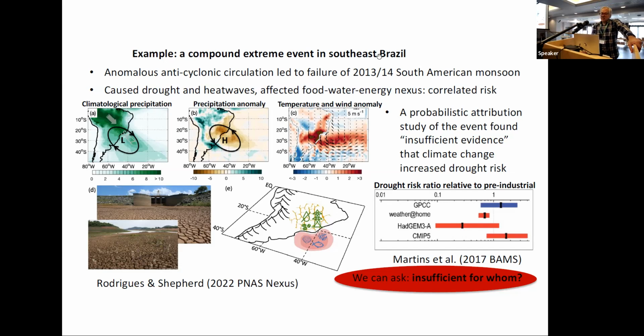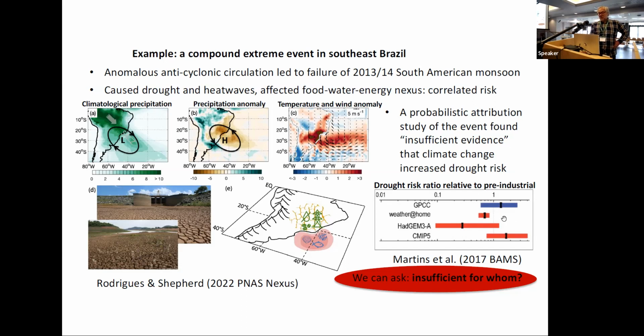So there's a practice called probabilistic attribution or rapid attribution. It's semi-rapid attribution. And they look at the different probabilities. They create an event class, univariate typically, and they look at the risk ratios. So this was published in the special issue of BAMS a number of years ago, and they had a drought risk ratio. So greater than 1, this is a log scale, means that climate change increased the risk of drought. Less than 1 said it decreased.